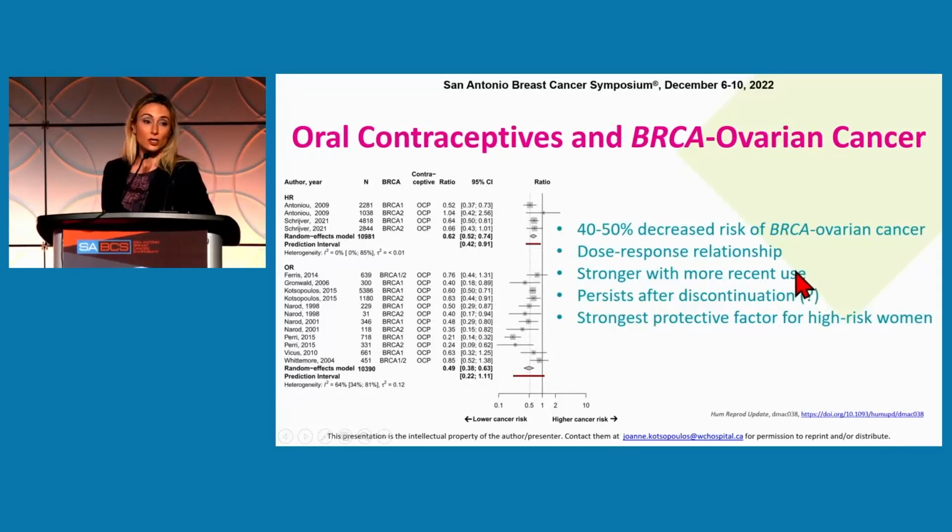This meta-analysis also summarized the literature for oral contraceptive use on the risk of developing ovarian cancer. And again, the message is quite clear in that oral contraceptive use is associated with a significant reduction in BRCA-associated ovarian cancer. This appears to be a dose-response relationship and is stronger with more recent use. Some of the more recent studies haven't consistently shown whether this is an effect that persists or if it disappears after discontinuation of use. But this continues to be the strongest non-surgical protective factor for this population when we talk about ovarian cancer.